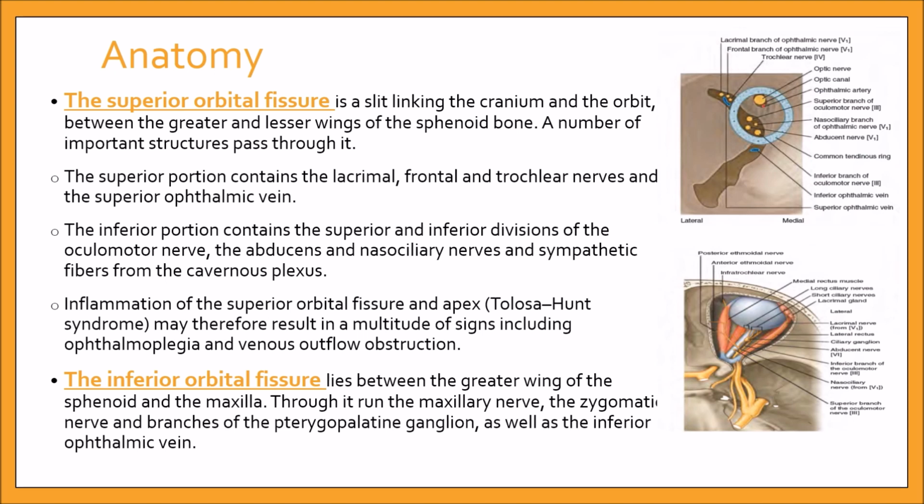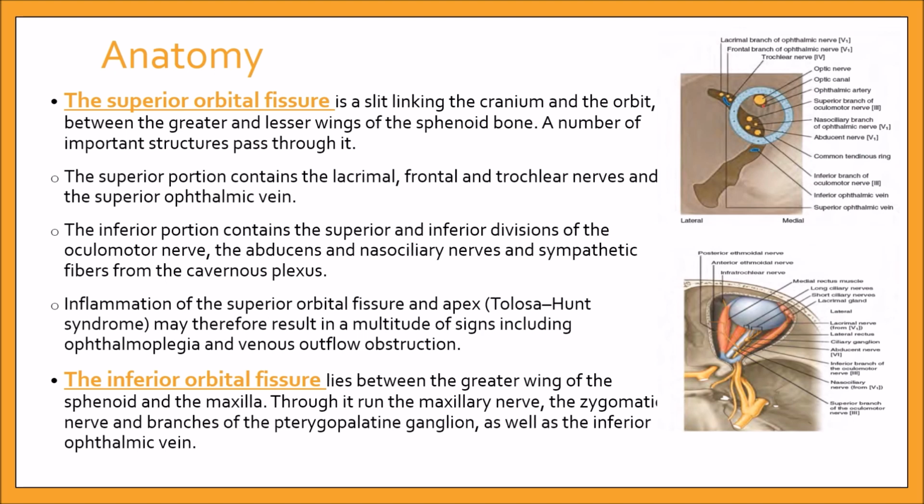The superior portion contains the lacrimal, frontal, and trochlear nerves, and the superior ophthalmic vein. The inferior portion contains the superior and inferior divisions of the oculomotor, that is the third cranial nerve, and the sixth, that is the abducens nerve. In addition to that, it contains nasociliary nerves and the sympathetic fibers from the cavernous plexus.